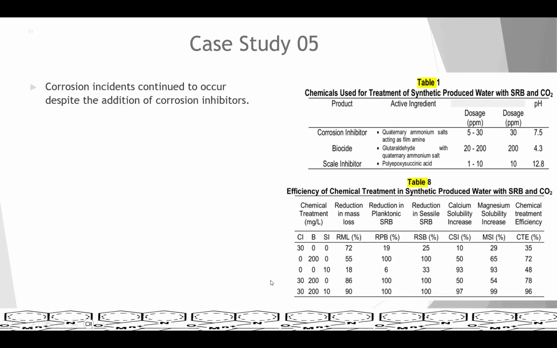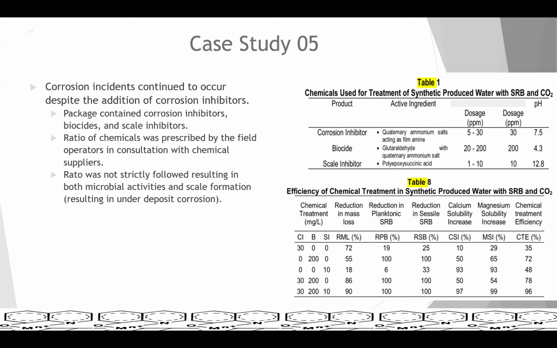Then he combined corrosion inhibitor and biocide. Obviously, it had a good impact on corrosion rate as well as microbial activity, but less impact on scale formation. Efficiency was 78%. But if you had all chemicals, corrosion inhibitor, biocide, and scale inhibitor at the recommended concentration, that package would have controlled the corrosion rate. The chemical treatment efficiency was almost 96%.